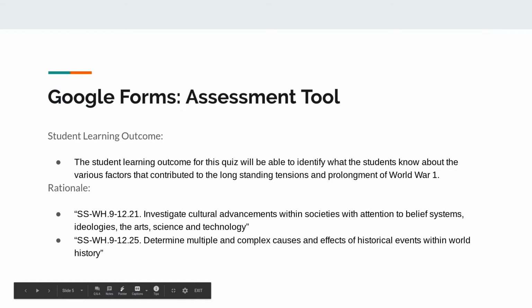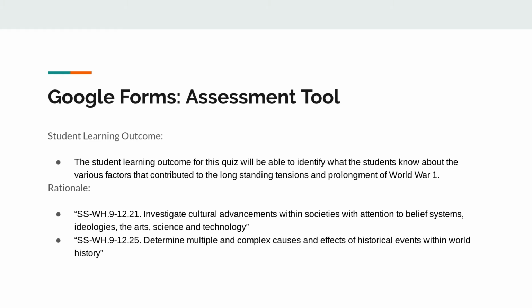my assessment tool would be Google Forms. Our school is a Google school, so they try to encourage us to use Google products. I've never been really good at it, but I'm trying to in some way because I see a good aspect of it. My learning outcome would be that students would be able to identify what students know about various factors that contribute to the war, and then also they're going to look at those individual ideologies and belief systems, and determine all those multiple complex things that are involved in historical events that contribute to history, basically.